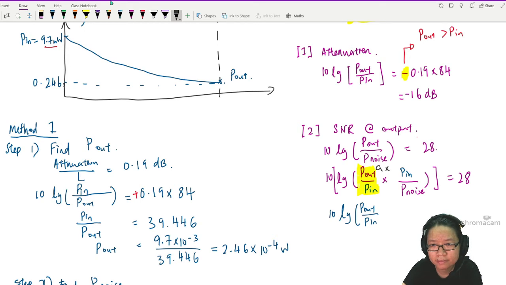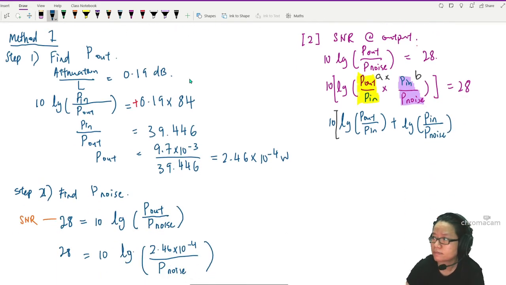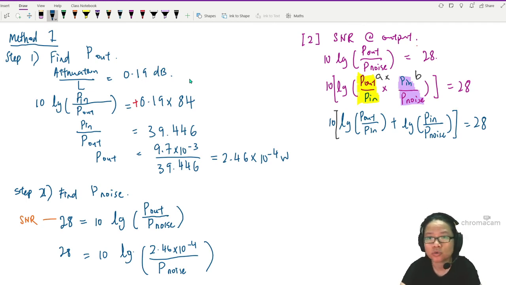And the other one, this one, is my B. A times B. Okay, so then I do it slowly. So this will be log P out over P in plus log P in over P noise. Okay, there we go. This is 28. So if that's the case, now you will open this.